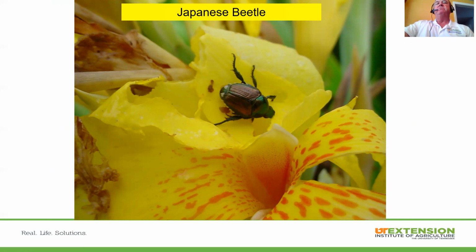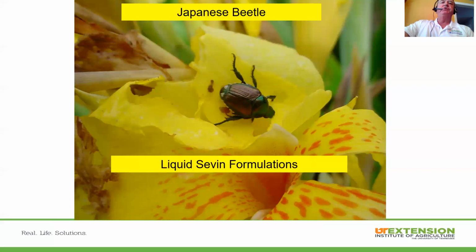There are good control measures out there. Probably as good as anything is just to use one of the liquid Sevin formulations, not the powdered Sevin, not the dust, but the liquid Sevin formulation. They can be very effective at controlling Japanese beetles.